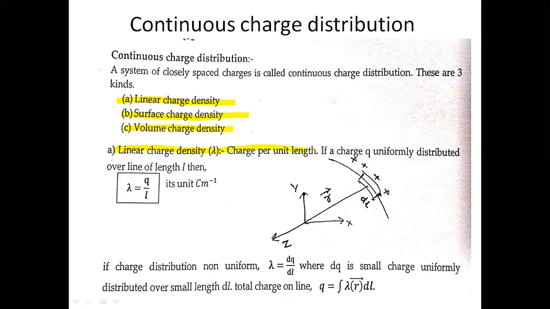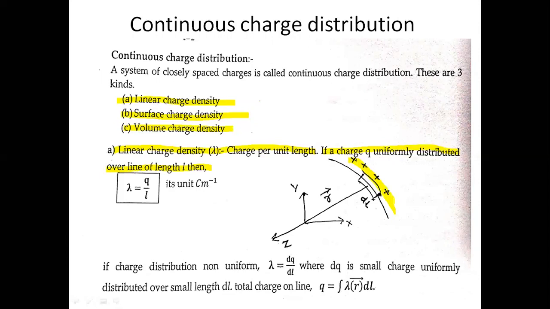Charge per unit length itself is the linear charge density. Unit length means 1. So in the unit length, how many charges are present, that itself is called the linear charge density. Assume that I have taken a line of length L. You can see the diagram here, how the positive charges are placed on the line.